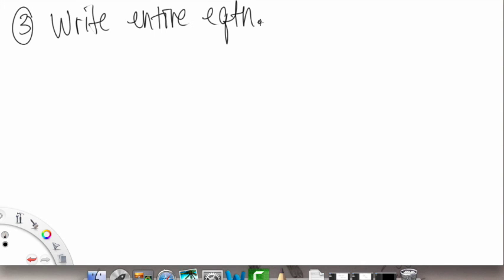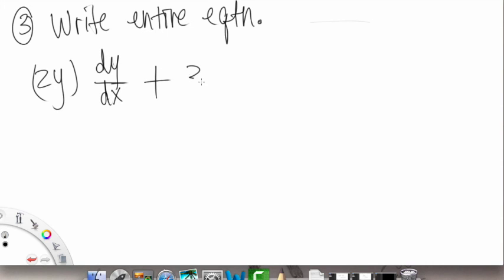Okay, so that's the first part of step 3, and then I'll continue with another part. What we're going to do is write the entire equation. So for our first term here, we had a 2y, and then dy/dx. I usually write the dy/dx after. You can write it before if you'd like. And then we have our plus 3x squared is equal to 0.